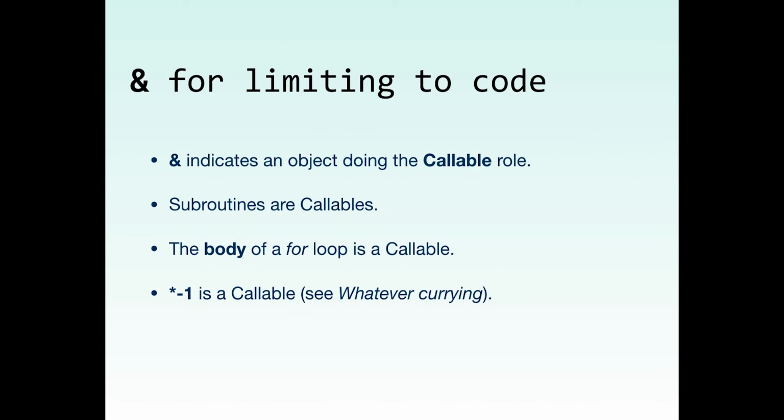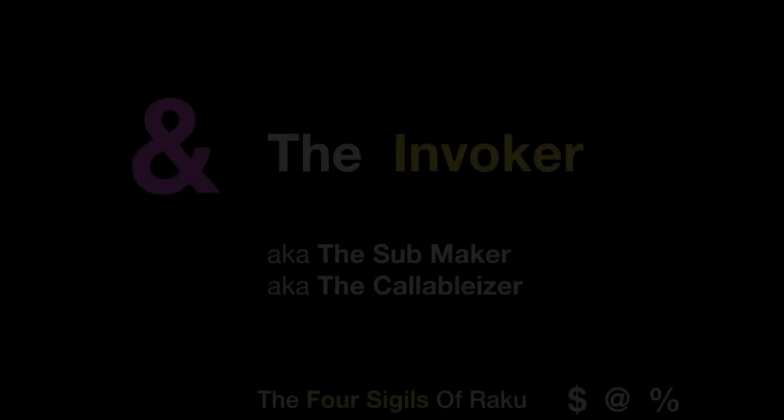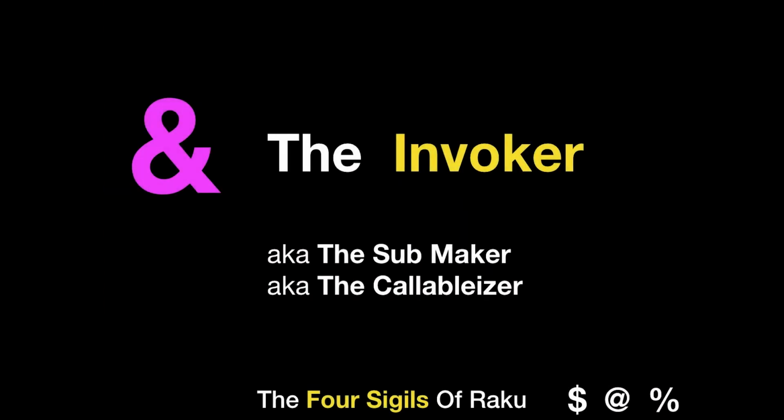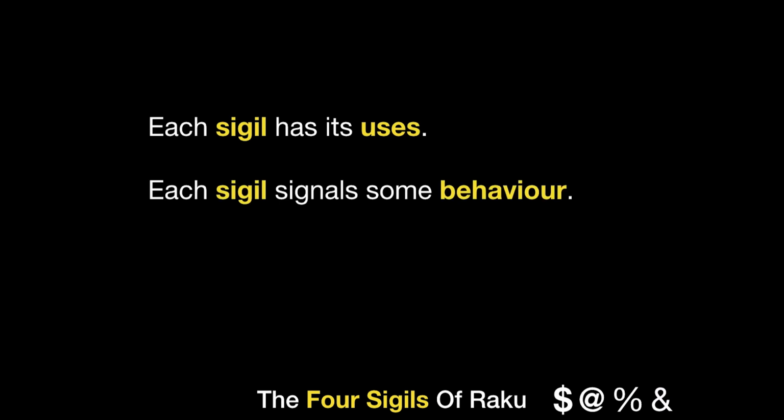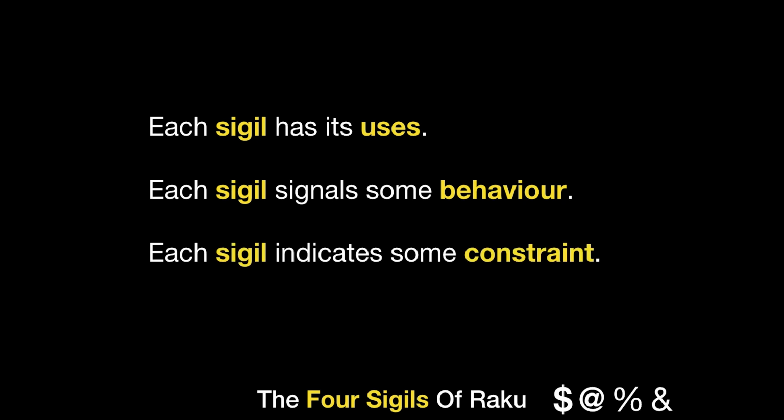-1 is a callable. And if you want to really find out what this is all about, look up currying. Well, actually, whatever currying. The emphasis there is important. So this is about the invoker, the submaker, the callabilizer, aka the ampersand. So if we look at these 4 sigils, then we realize that each of these sigils has its uses. Each sigil signals some behavior, and each sigil indicates some kind of constraint.